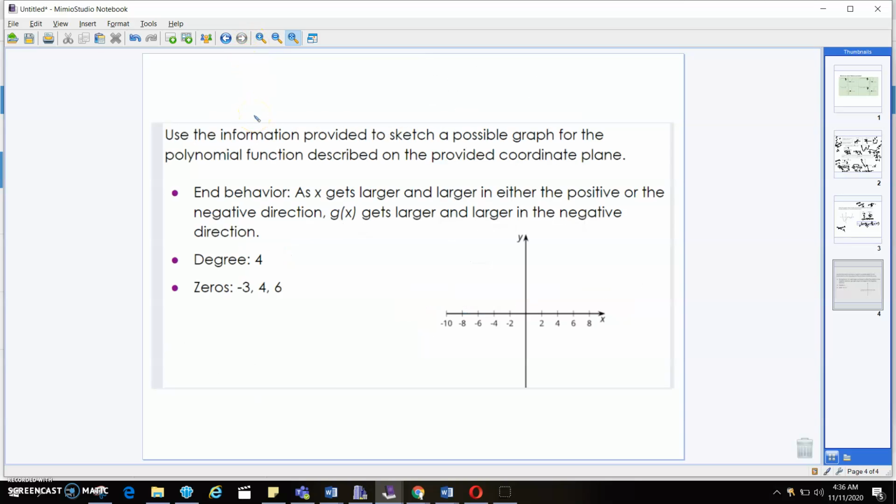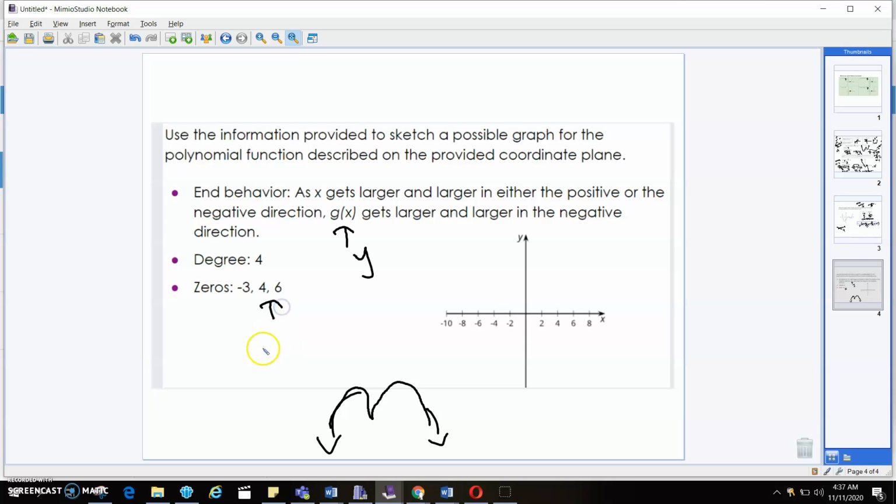All right, so for that independent practice, use the information provided to sketch a possible graph for the polynomial function described on the provided coordinate plane. The end behavior as x gets larger and larger in either the positive or the negative direction, that g of x, that just means y, gets larger and larger in the negative direction. So this means that your end behavior will be facing downwards on both ends. Okay? We've got a 4th degree polynomial, so this is going to look like a weird W upside down.